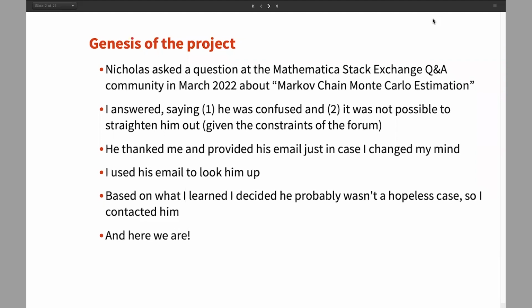He's very polite. He thanked me and provided his email just in case I changed my mind. And given his email, I was able to figure out who he was. I concluded that he probably was not a hopeless case. And so I contacted him, and here we are. So the internet is great sometimes.